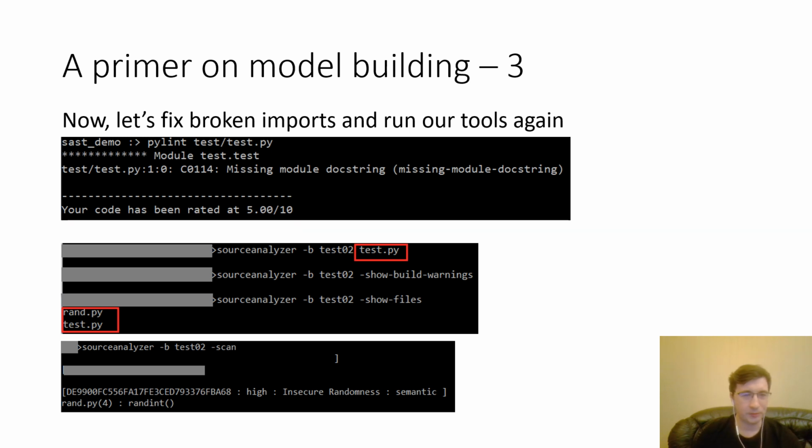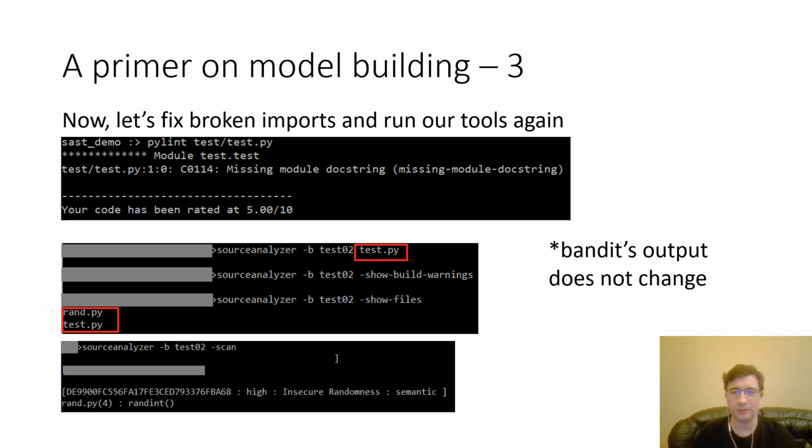And now we can use this tool to scan the project, and we see that despite the fact we did not explicitly ask to scan rand.py, it reported that our project test is using insecure RNG from file rand.py. And when it comes to Bandit, its output doesn't change at all. It still reports only two lines of code that it was analyzing.